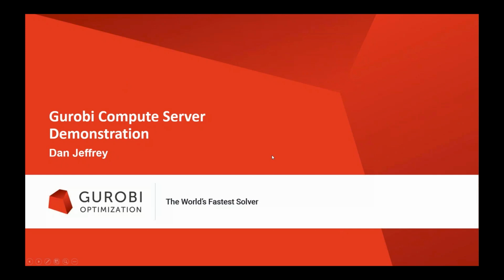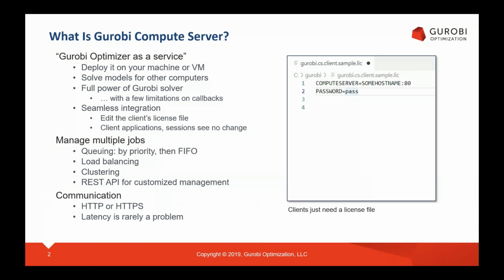This is a brief demonstration of Gurobi Compute Server. What is Gurobi Compute Server? You can think of it as Gurobi Optimizer as a service. You deploy this software on a machine of your own or a virtual machine. It could be in-house or in the cloud. And then it solves models for users on other computers, users or processes, batch programs, anything that uses Gurobi.